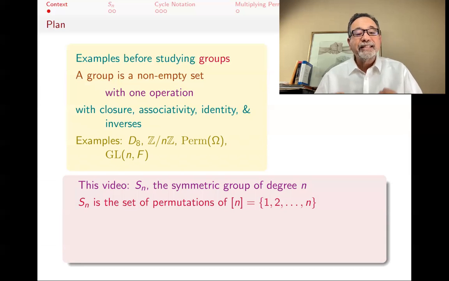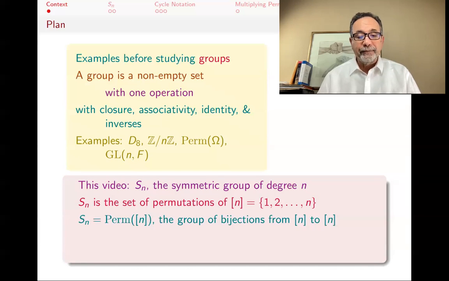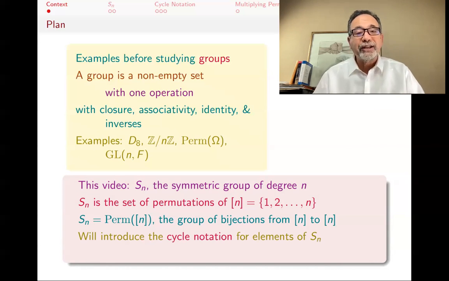What is Sn? It is the set of permutations of n elements. Our generic set with n elements is bracket n, that includes 1 through n, and the set of permutations of that is Sn. It's the set of one-to-one onto functions from bracket n to bracket n. This is an example of permutations of a set, and so we actually already know that Sn is a group.